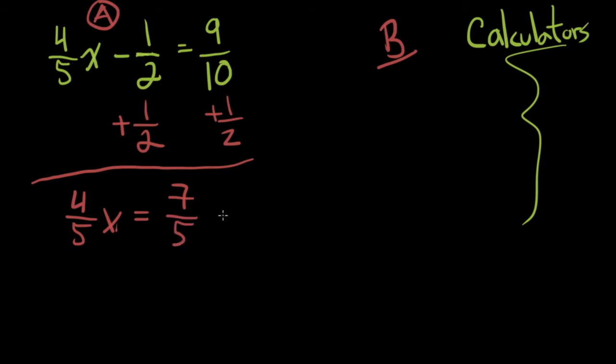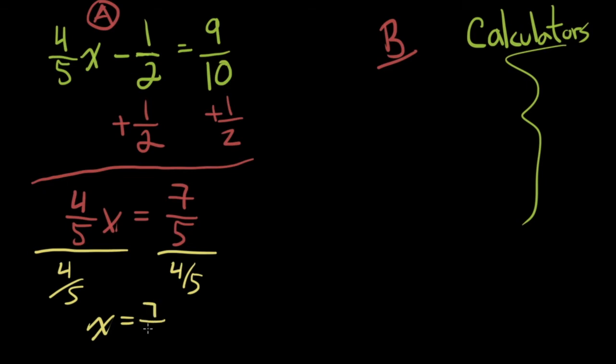And then, to get rid of the number with the x there, you just divide it by 4/5. When you're dividing, you're really multiplying by a reciprocal. But when you have a calculator, you literally hit the divide button. And when you do that, you get 7/4. So now x is equal to 7/4. So if you have a calculator, you can just use those numbers, and there you go.